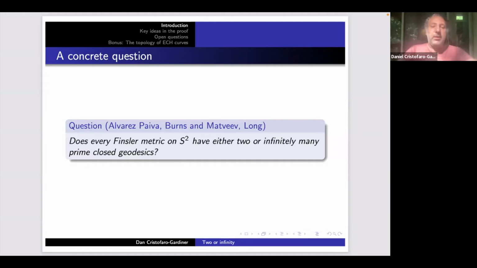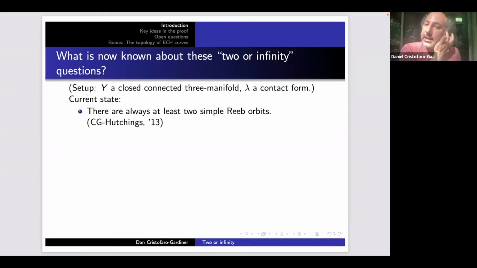So now I want to tell you what we know about these kinds of things. There's actually a lot that is known, with contributions due to many people, but I just want to say the state of the art and give you some sense of the history. In this entire talk, we're always talking about just closed, connected three-manifolds with a contact form, oriented, say, by the contact form. So what do we now know?